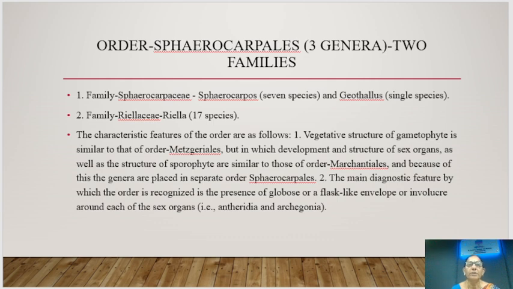In class Hepaticopsida, there are orders, and the first order is Sphaerocarpales, which consists of 3 genera in 2 families. The 2 families are Sphaerocarpaceae and Riellaceae. The general characters are mentioned over here, and the details of this part are not in your syllabus.